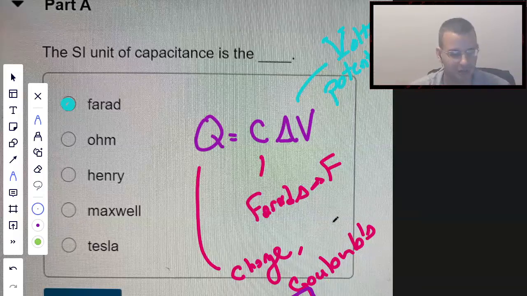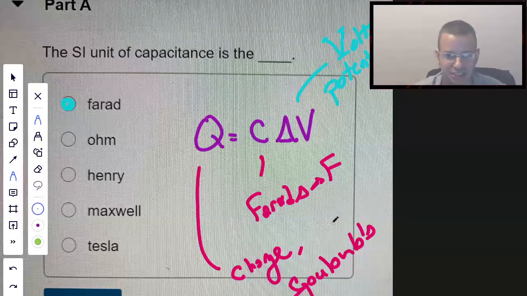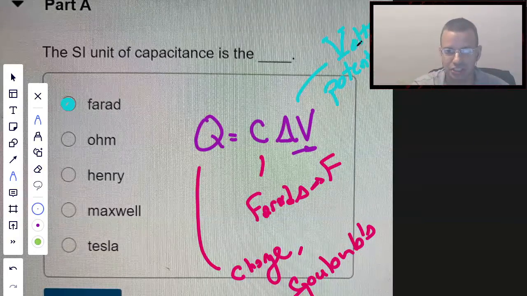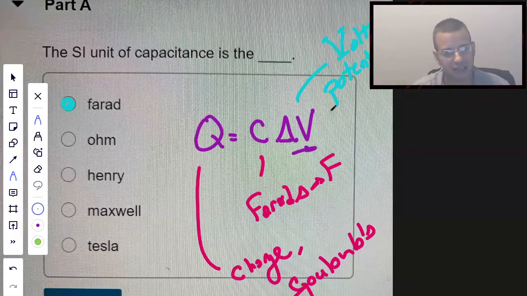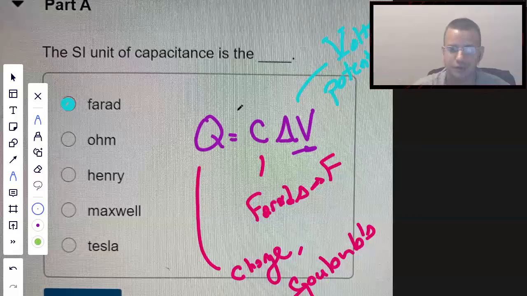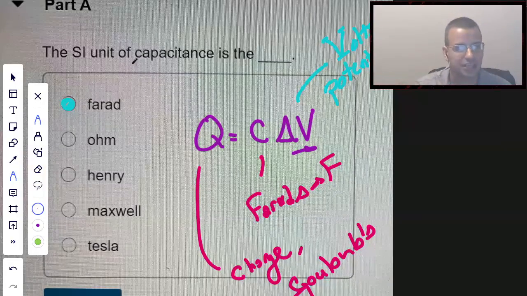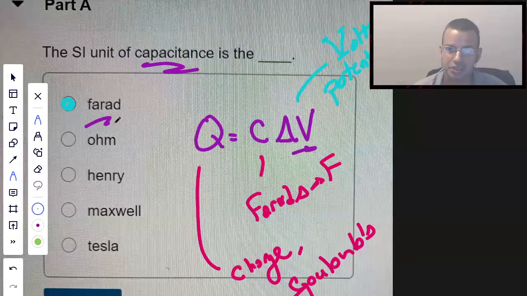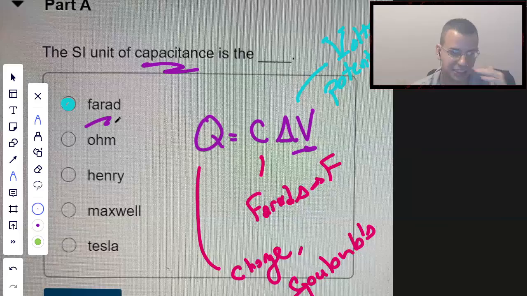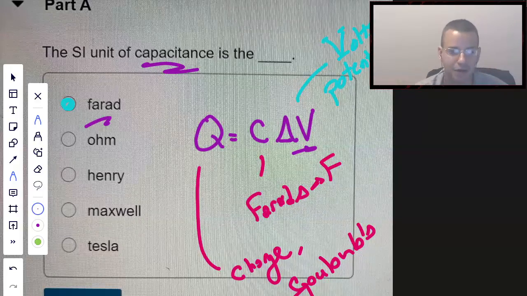I know it sounds kind of convoluted. I'm sorry, I wish everything was as simple as voltage. Voltage, symbol V, stands for volts. But this is a little bit confusing, and it's good to have it really straight right away. So the SI unit for capacitance is farad. Capacitors are measured in farads. You'll usually see milli or microfarads.